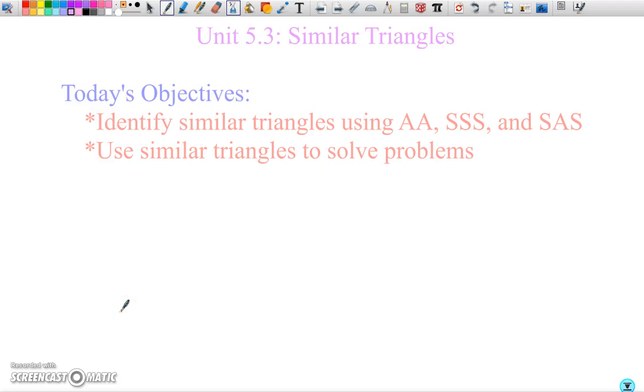In previous lessons, we talked about congruent triangles and we used side-side-side, side-angle-side, and all these things to prove that these triangles were congruent. Well, now we're going to take a couple of those, only two actually, side-side-side and side-angle-side, and then we're going to add in angle-angle to prove that these triangles are just similar. So remember, similar just means that they have congruent angles, but that their sides are now proportional instead of congruent. And then we're going to solve a couple of problems.